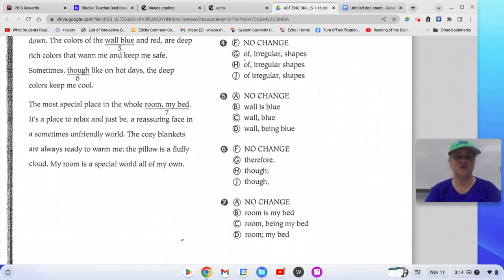Number 7, this one I would have thought that my bed was an appositive, and I would have thought that it was no change, but that's not what the ACT people want. So they want us to change it from the appositive on this one. So, the most special place in the whole room, my bed. To me, that doesn't sound wrong, but they don't like it. So it's not A. The most special place in the whole room is my bed. Number C, the most special place in the whole room being my bed. That doesn't make any sense. And then "my bed" can't be a sentence, and that semicolon means a period. So it's not A, C, or D.